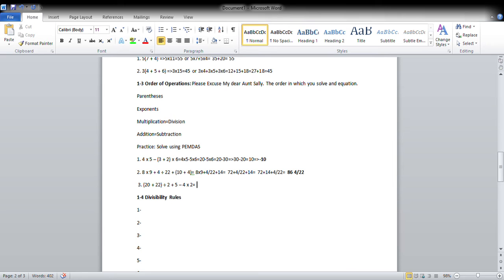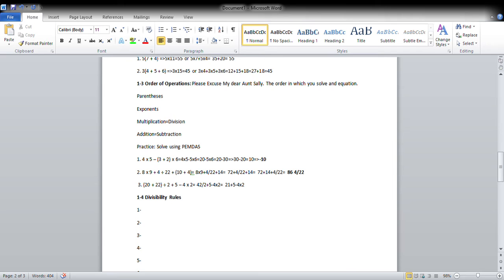Hope you got it. So next one, let's see. We have parentheses, 20 plus 22, and that is 42. So 42 divided by 2 plus 5 minus 4 times 2. So now, do we have division or multiplication? We don't have exponents, so we've got to go on to multiplication and division. I see both, but we're going to do this because it's on the leftmost side. So 42 divided by 2 would be 21. So this is equal to 21 plus 5 minus 4 times 2.